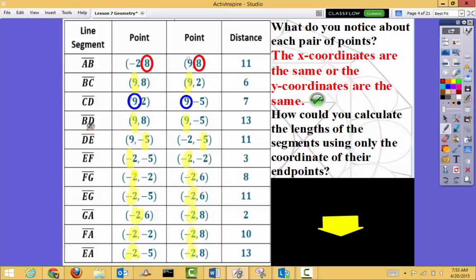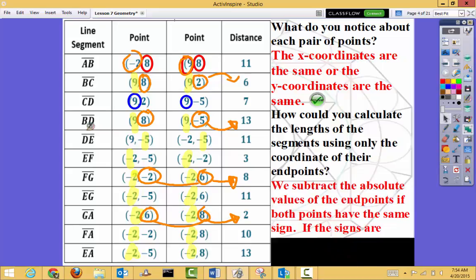Is there some kind of relationship between 9 and -2? Is there some kind of relationship between 8 and 2 to this 6? How about from 8 and -5 to 13? How about -2 to 6? Is there some kind of relationship? How about 6 to 8? Is there some kind of relationship to 2? Hopefully you're seeing a pattern.